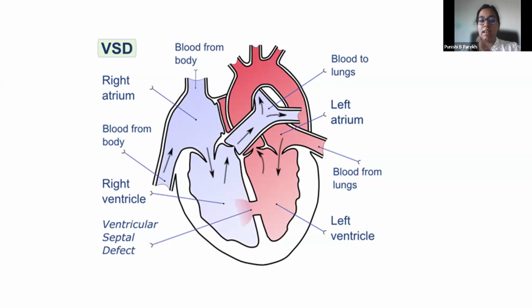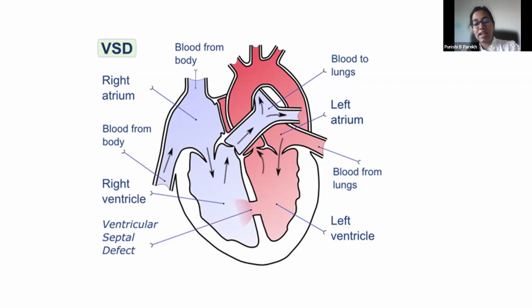But if you're talking about a plain simple VSD, the shunting is always going to be left to right, which results in more blood volume into the right ventricle, which eventually has to enter the pulmonary arteries. And that is what is called increased pulmonary blood flow. Okay, so this is what we were talking about when I said you can classify the acyanotic or the cyanotic on the basis of pulmonary blood flow. So remember, VSD, ASD, and PDA are all examples of acyanotic with increased pulmonary blood flow.